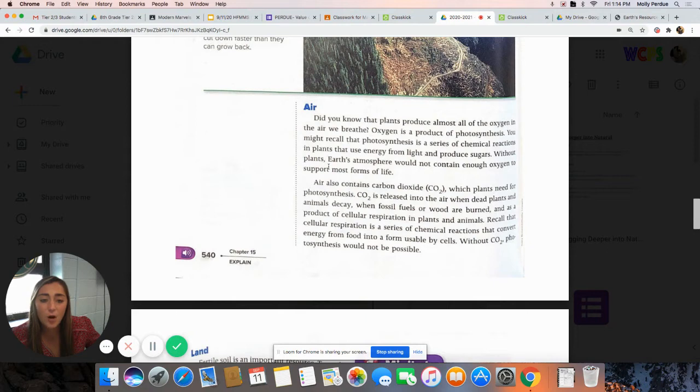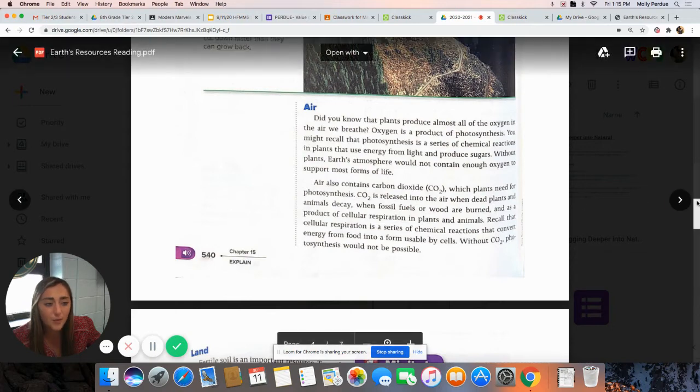Air also contains carbon dioxide, CO2, which plants need for photosynthesis. CO2 is released into the air when dead plants and animals decay, when fossil fuels or wood are burned, and as a product of cellular respiration in plants and animals. Recall that cellular respiration is a series of chemical reactions that convert energy from food into a form usable by cells. Without CO2, photosynthesis would not be possible.